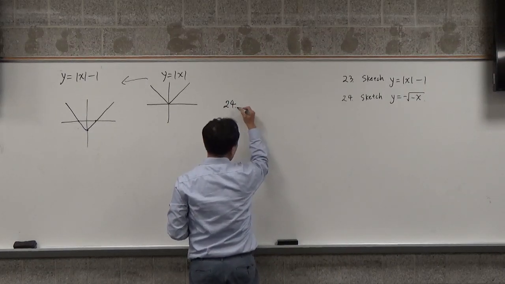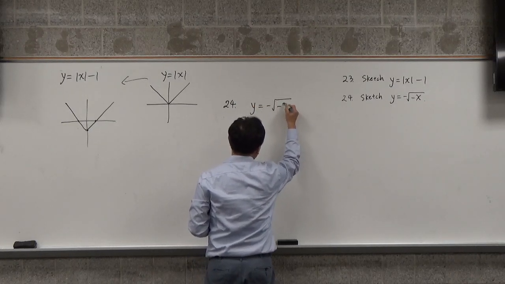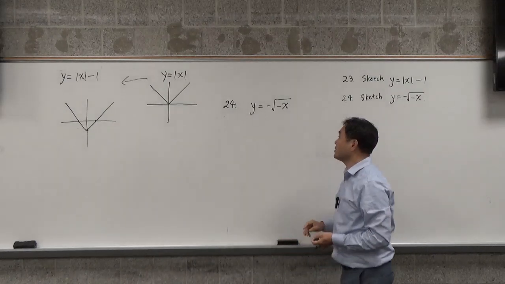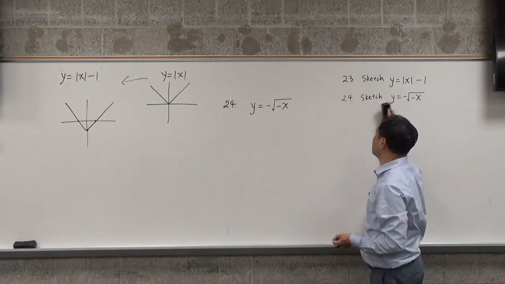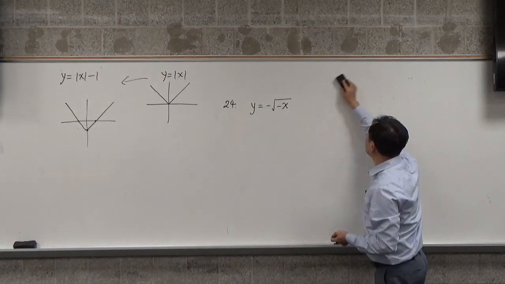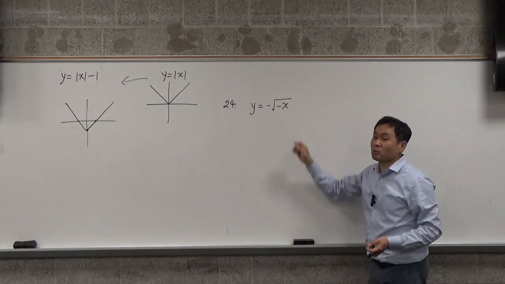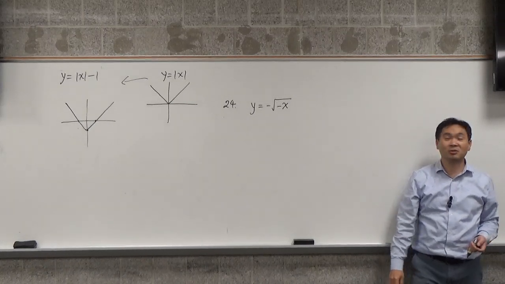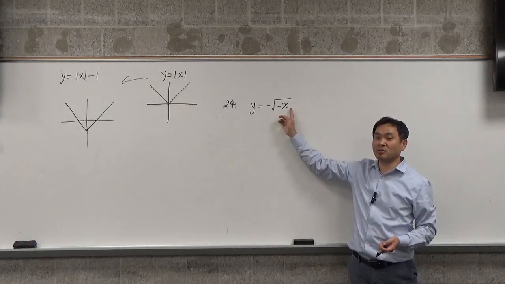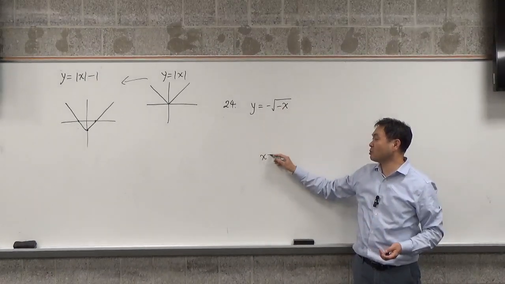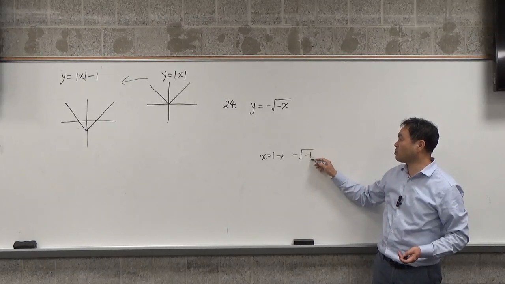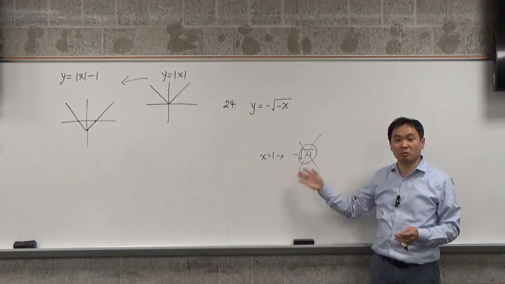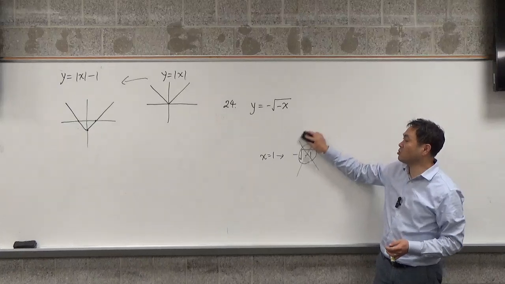Okay, 24, you have y equals negative square root of negative x. Now, before you draw this graph, let's think about the domain of this function. Can you plug in 1 into this function? No, because the minus is outside and then you have negative 1. If you plug in x equals 1, that's going to make you negative square root of negative 1. But square root of negative 1 is not a real value. In pre-calculus, we only deal with real valued functions, right? So 1 is no good.